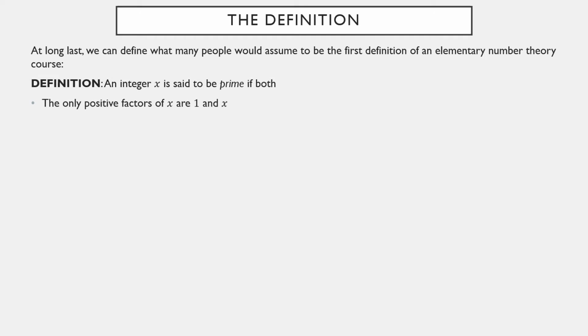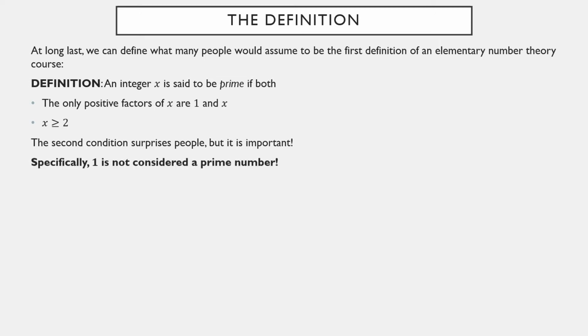First, the only positive factors of the number x are 1 and x, but x has to be at least as large as 2. Now, this second condition can come as a bit of a surprise, but it's actually quite important. It's a bit of a modern addendum to the definition of a prime number, but it is quite universally taken at this point. Specifically, 1 is not a prime number. 1 does satisfy the property that the only positive factors of 1 are 1 and itself, but this second condition that the number has to be at least as large as 2 is really put in specifically so that 1 is not considered prime.